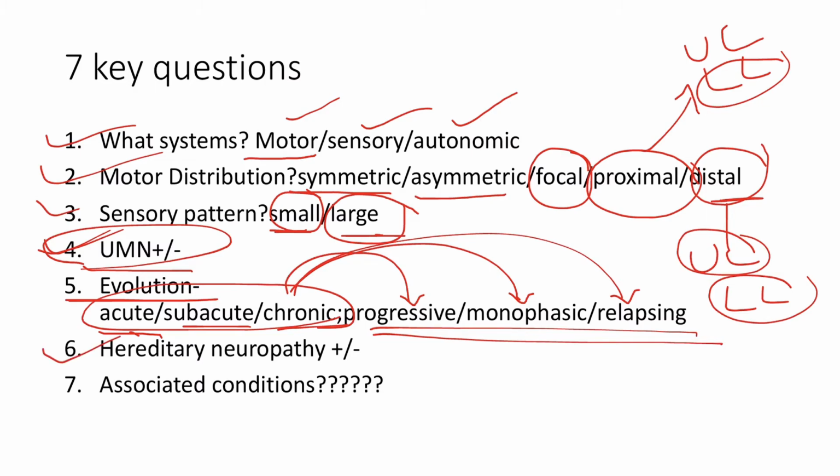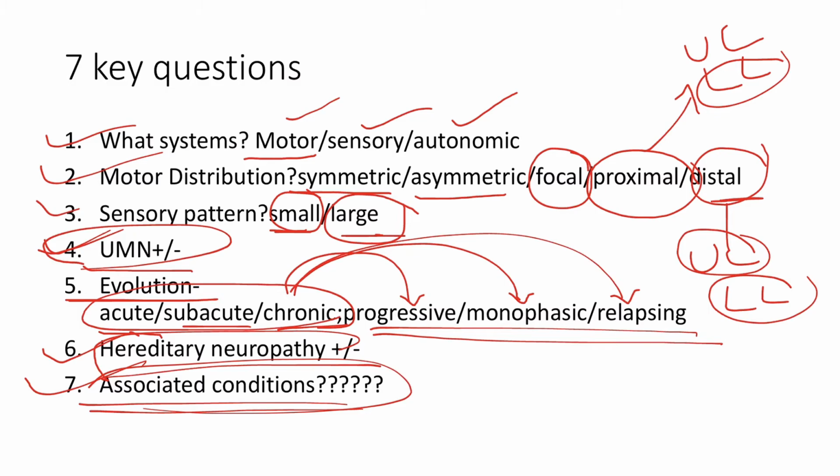Then we have to ask about the family history in these cases, which will help us to know whether it is a hereditary neuropathy or not. And then you ask about associated conditions like diabetes, amyloidosis, peripheral nerve thickenings, and all these things. So these 7 key questions we definitely need to memorize, because the pattern recognition which we are going to study next is actually based on these 7 key questions.